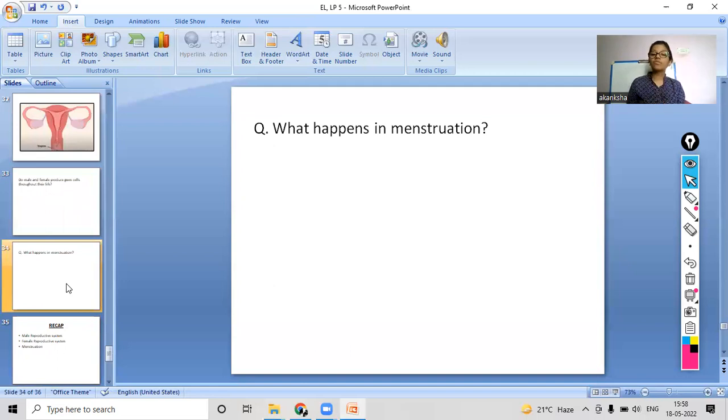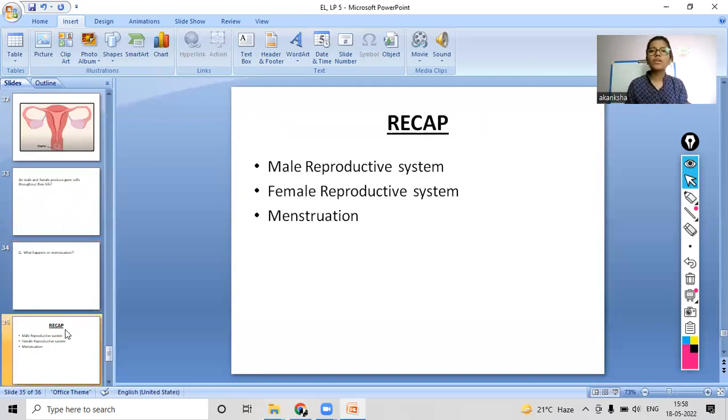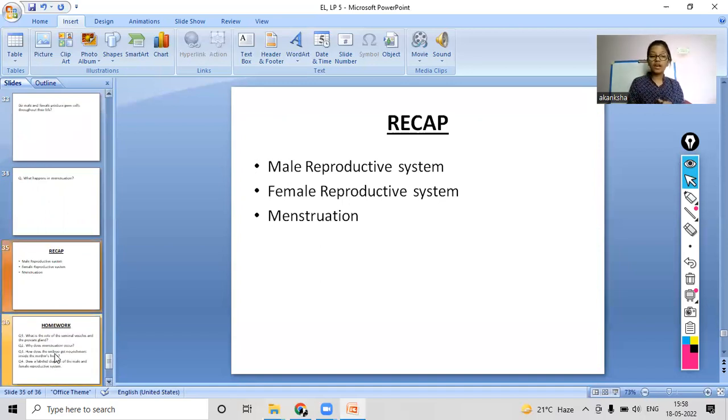Now we will come to the recapitulation part. What all things did we discuss today? We discussed the male reproductive system, we discussed the female reproductive system, and we discussed the important process that happens in the female reproductive system, that is menstruation. So this was all about the recap.